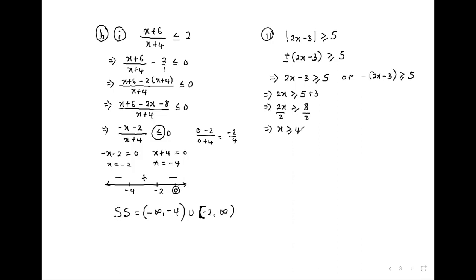Or this side: minus 2x plus 3 is greater or equal to 5. That is minus 2x is greater or equal to 5 minus 3, and so minus 2x is greater or equal to 2. Divide by minus 2, so you have x less or equal to -1. So now the solution set is going to be the union of these two.